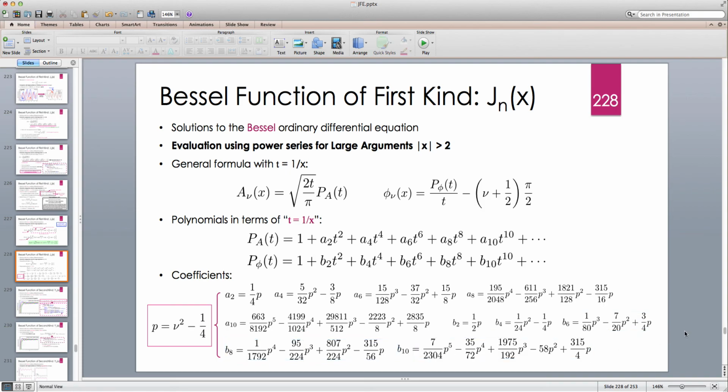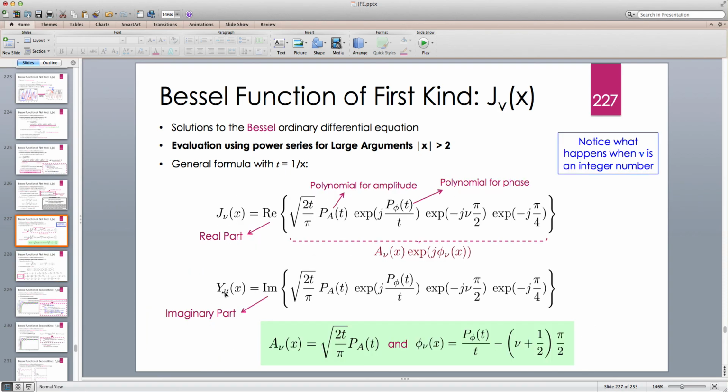So when x is given, we calculate t, which is 1 over x, and then we calculate these coefficients, a2, a4, a6, a8, a10, and b, and then calculate pa of t and p phi of t, and then we put them in the amplitude and phase, and then take the real part for j, and then take the imaginary part for y, all right?